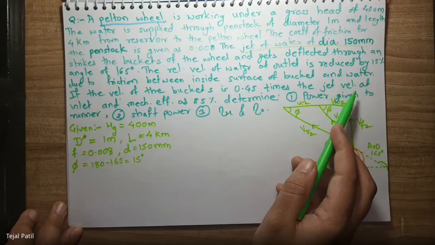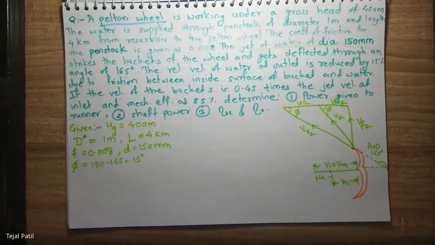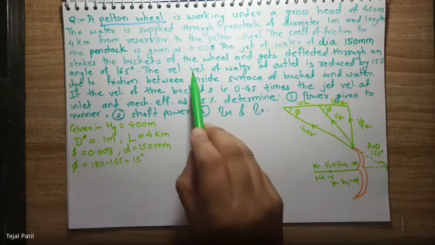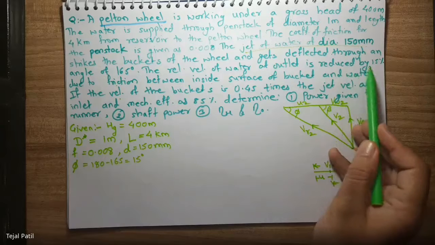Okay, so I think one of the numericals based on this relation between the relative velocities we have taken in the first unit, right? So a similar kind of situation has been given over here, that is the relative velocity of the water at outlet. What is the relative velocity at the outlet? VR2. VR2. Okay, so what about VR2? That VR2 is reduced by 15%.